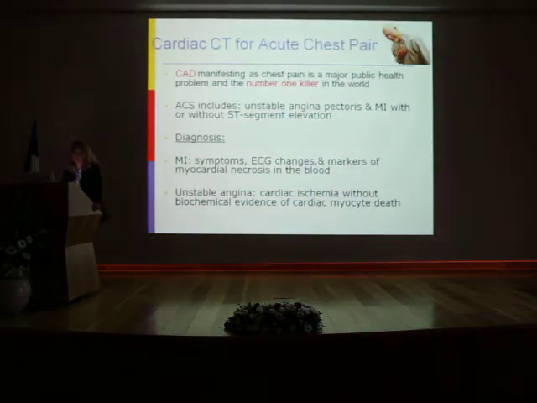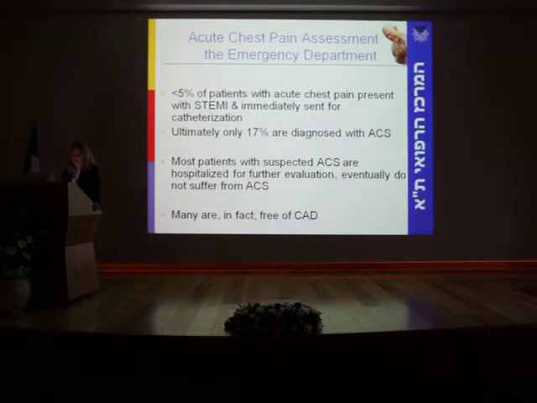And now for acute chest pain. We know that coronary artery disease manifesting as chest pain is a major public health problem and the number one killer in the world. Acute coronary syndrome, as we remember, includes unstable angina pectoris and MI with or without ST segment elevation. Diagnosis of MI is based upon symptoms, ECG changes, and markers of myocardial necrosis in the blood, while unstable angina is only cardiac ischemia without biochemical evidence of cardiac myocyte death.